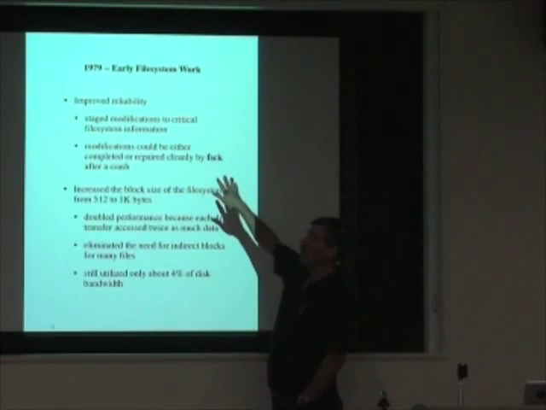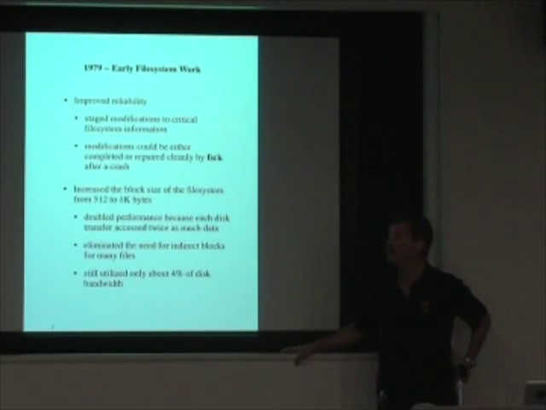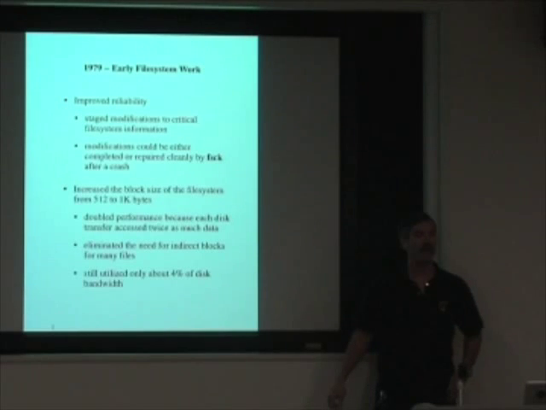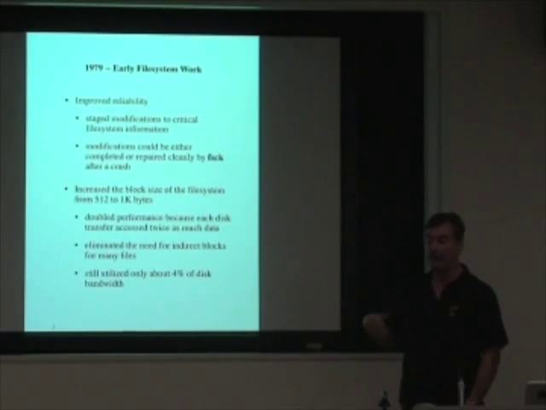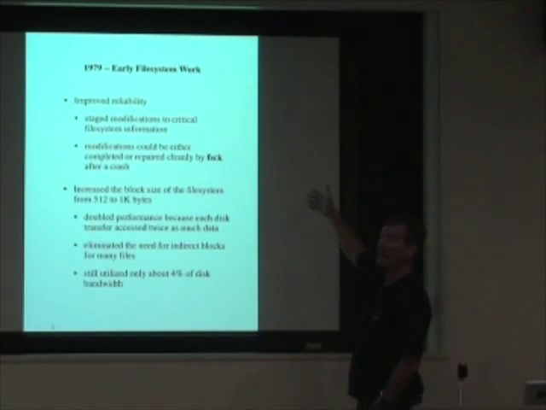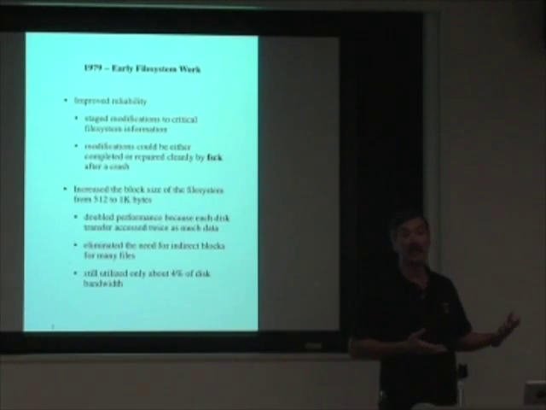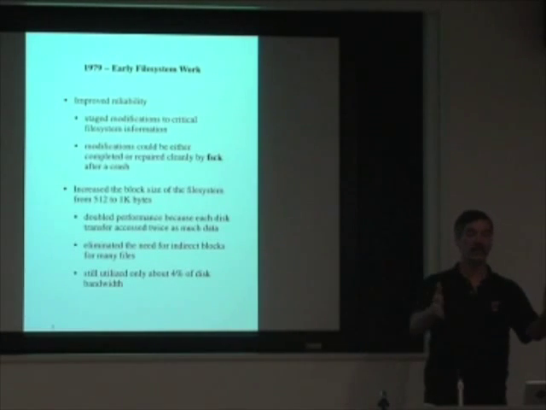So we did two things. One is to add rewrites to critical places so that the metadata would always be recoverable. We created FSCK, which was really just pulling together the existing three tools, iCheck, nCheck, and dCheck, and automating it so that it could repair without having the operator have to tell it what to do. We also increased the block size from 512 to 1K blocks. So we just took all the sectors on the disk, and said the minimum allocation is two sectors at a time.